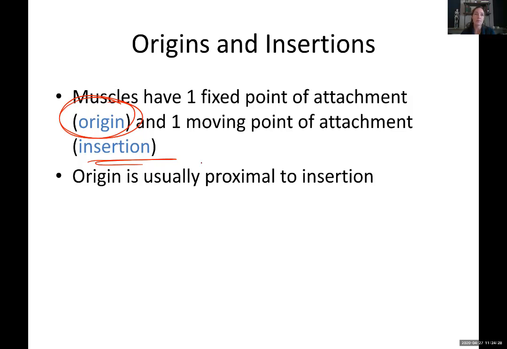And so that would be the insertion point, on the forearm, where the origin is somewhere on the humerus itself, as well as one of the branches being up onto the scapula. So just know the terminology for origin and insertion.